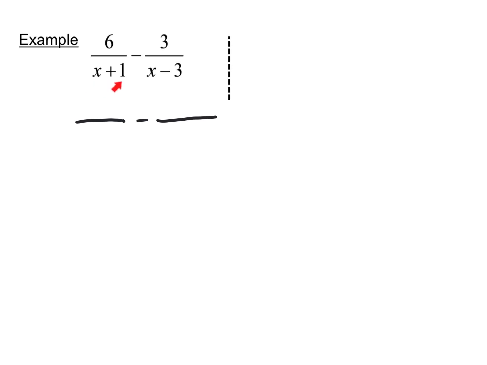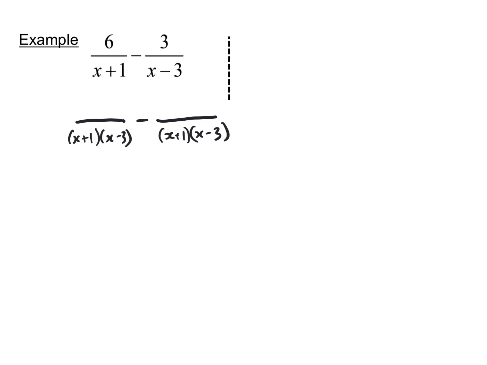I've got x plus 1, so whatever's at the bottom needs to be divisible by all of this expression x plus 1. And also needs to be divisible by all of this expression x minus 3. Now the easiest way to put that together is simply to combine or multiply those two together. So I have two sets of brackets on the bottom, x plus 1, x minus 3, and x plus 1, x minus 3.